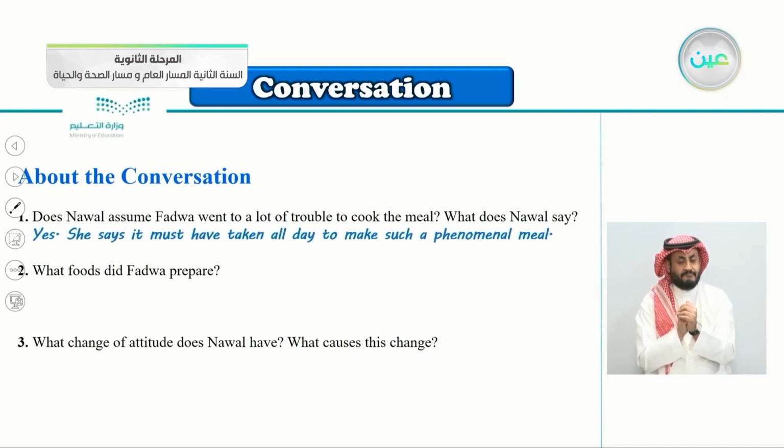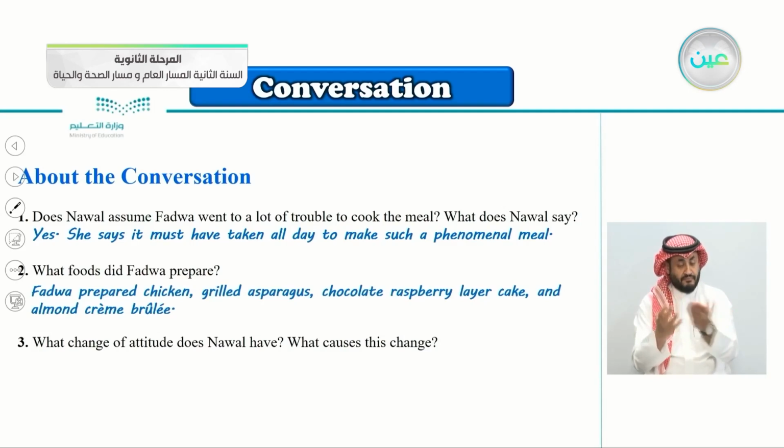So the answer, of course, yes. She says it must have taken all day, if you remember, to make such a phenomenal meal. What foods did Fadwa prepare? So Fadwa prepared chicken, grilled asparagus, chicken raspberry layer cake, and almond creme brulee. So she prepared four foods.